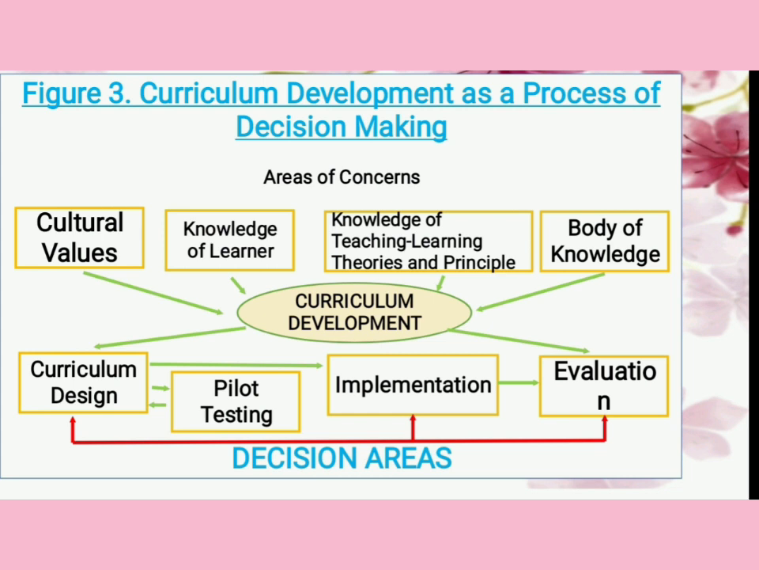Curriculum development as a process of decision-making. Areas of concern. First, we have the body of knowledge. Second, knowledge of teaching, learning theories and principles. Third, knowledge of the learner. Fourth, cultural values. Fifth, curriculum design. Sixth, implementation. Seventh, evaluation. To establish a curriculum development, these are what need to be focused on, then followed by implementation to test the effectivity, then the evaluation to make sure that everything is in the right place.